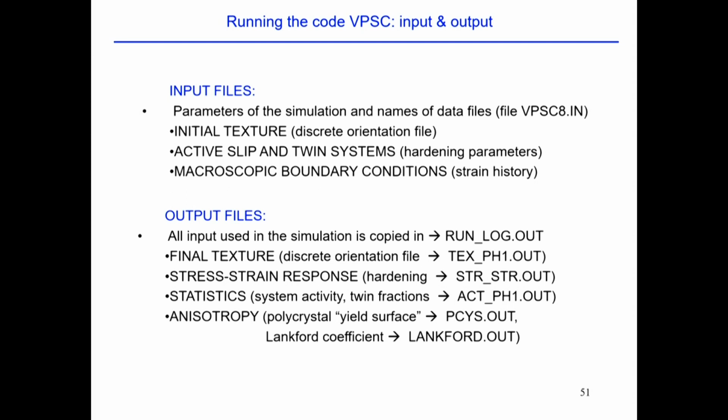As part of the macroscopic boundary conditions, you can introduce a strain history. We are going to see in one of the examples for rolling how you introduce a strain history, but probably not today.